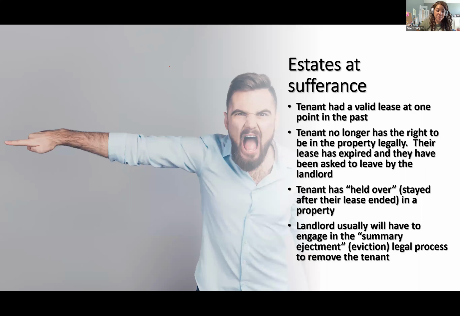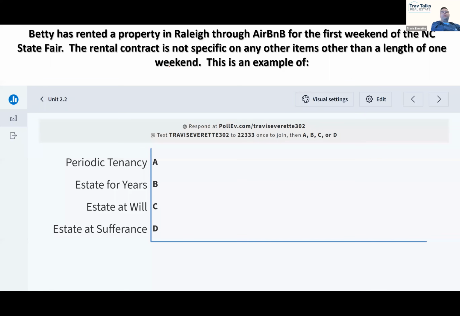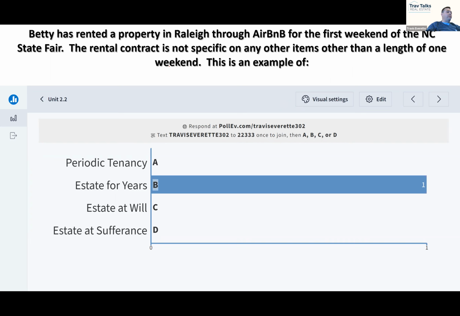So look at this question right here. It says, Betty's rented a property in Raleigh through Airbnb for the first weekend of the North Carolina State Fair. The rental contract is not specific on any other items other than a length of 1 weekend. This is an example of, so what do y'all think this is? Do y'all think this is a periodic tenancy? Do you think this is an estate for years? Do you think it's an estate at will, or is this an estate at sufferance?